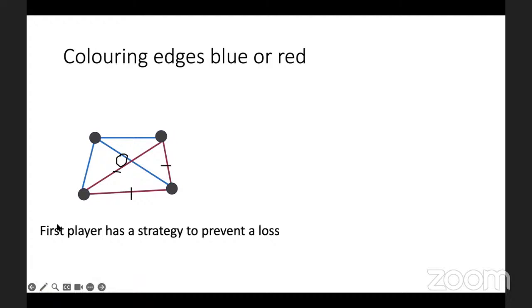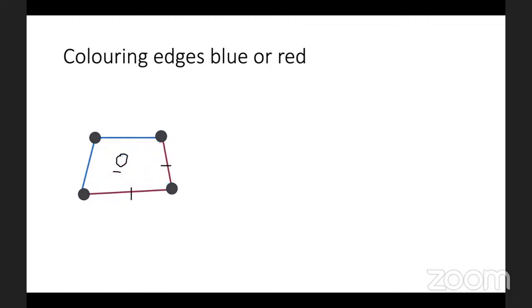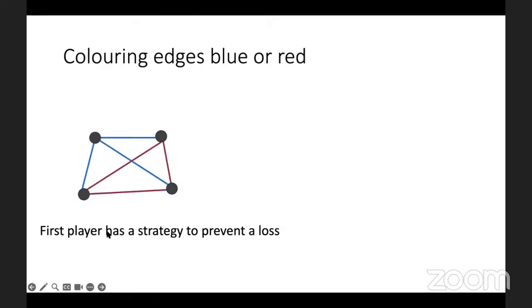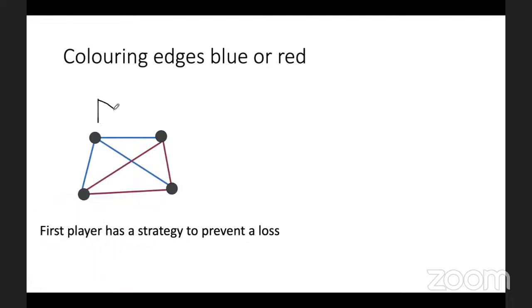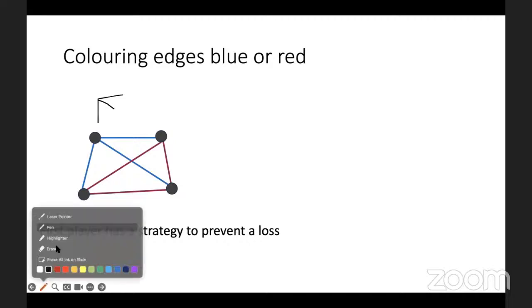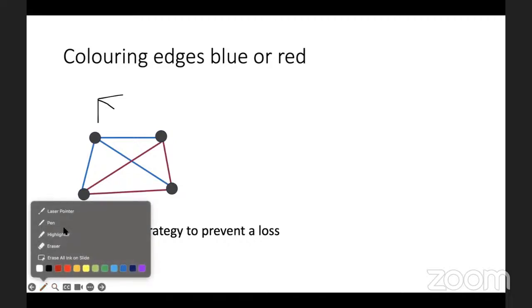Okay, so the first thing I want to say is that the first player has a strategy to prevent themselves from losing. So let me run through that sample game again. This is what ended up happening. Blue was the first player. As you can see, blue has not lost this game because blue managed to end up with something like that, which is not a triangle. So the question is, can we say something?